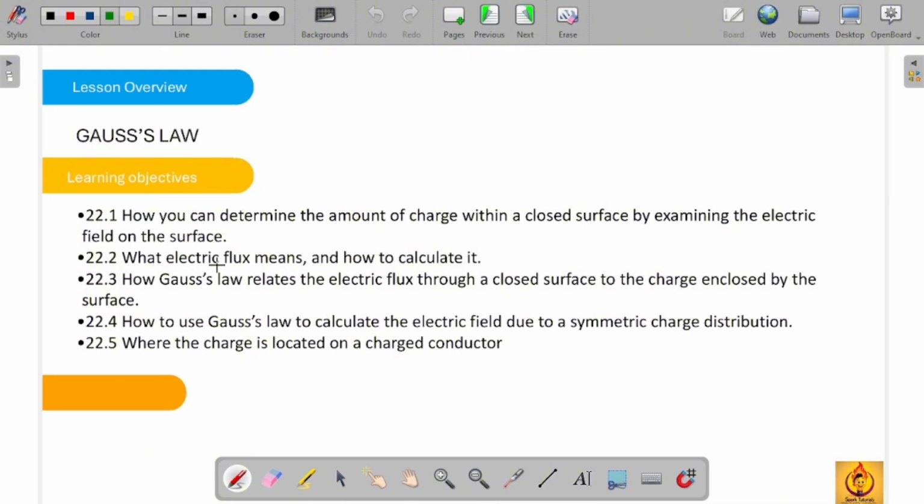Another learning objective is that you need to know what flux is and how to calculate it. And then relate Gauss's law with electric flux through a closed surface. And then calculate electric field using Gauss's law and symmetry of the charge distribution. And then also you have to be able to find a charge on a charged conductor. I hope this is going to be helpful when you revise.